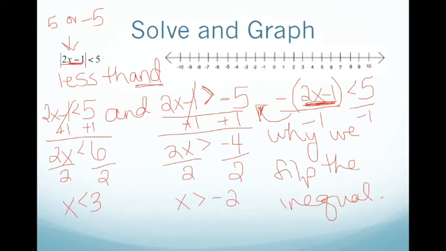Why didn't I flip the sign that time? Notice I'm dividing by a positive number. Even though negative 4 is negative, I didn't divide by a negative. I divided by a positive number.